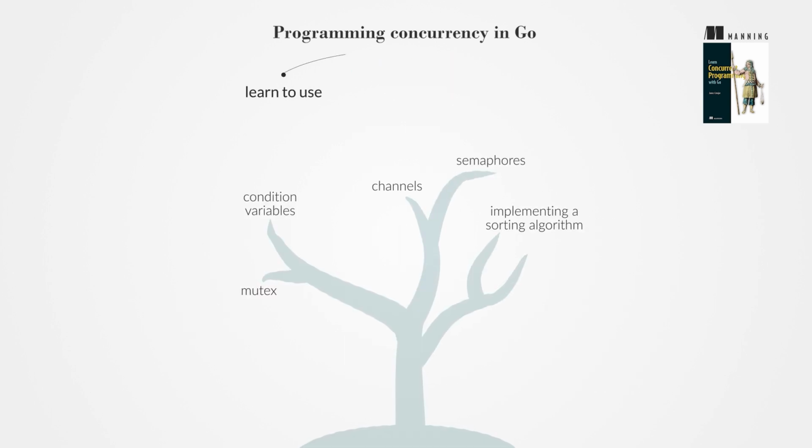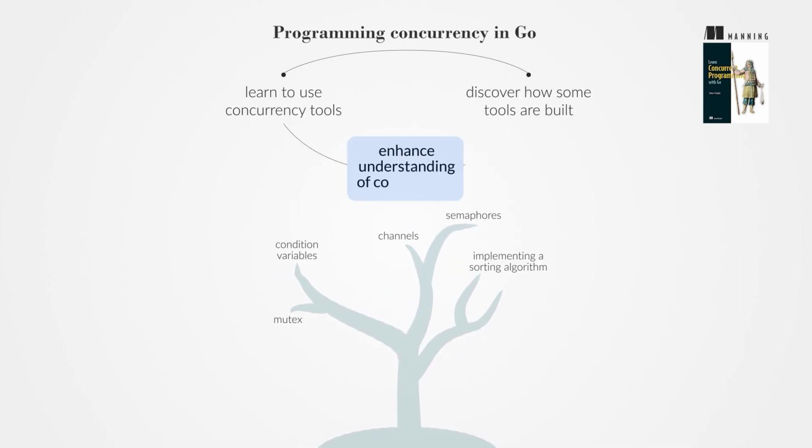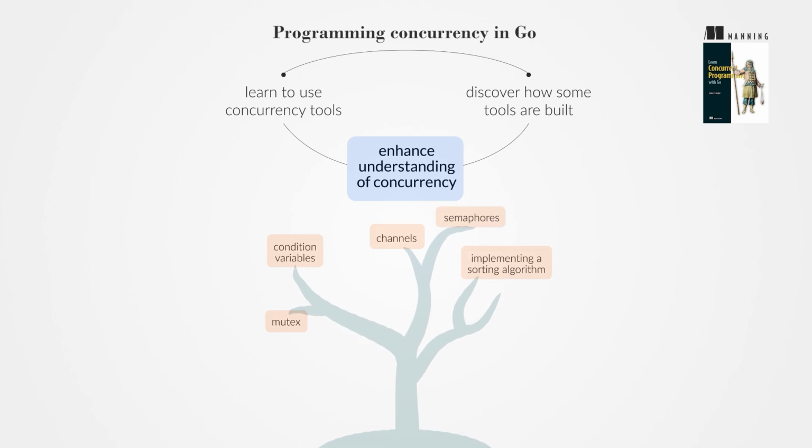The book teaches how to use concurrency tools and shows how some of these tools are built. This enhances overall understanding of concurrency. The idea is that if you know how to build a particular concurrency tool, you will know how and when to use it.